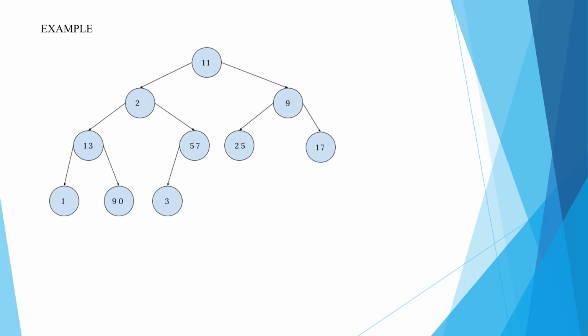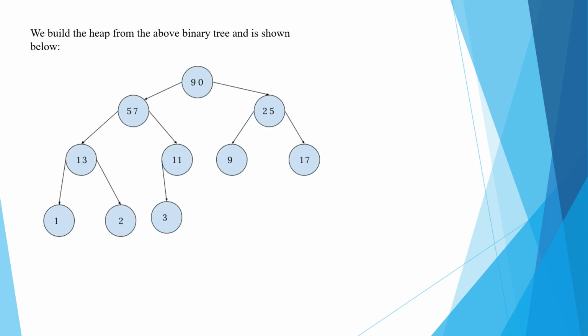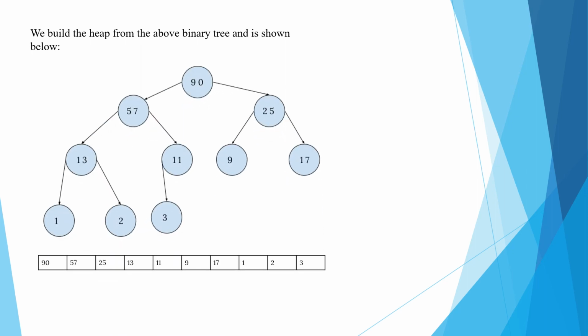Consider the following example. Suppose the array that is to be sorted contains the following elements: 11, 2, 9, 30, 57, 25, 70, 1, 90, and 3. We build the heap from the above binary tree, as shown below. We have built the binary tree by doing the steps that have already been discussed. Now we can discuss the sorting technique.